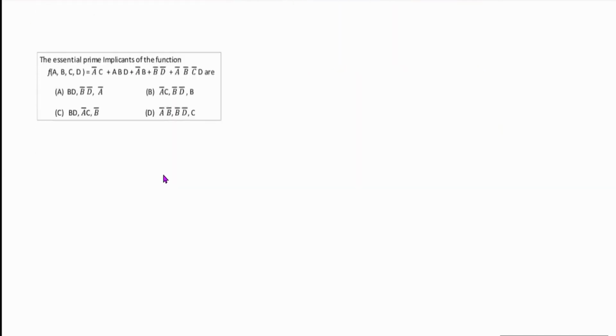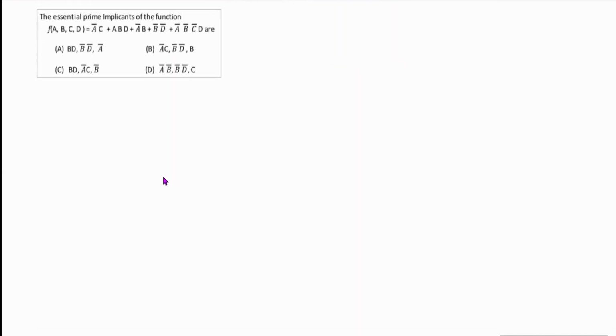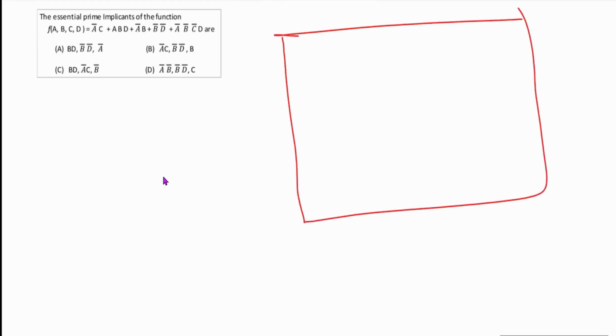Let's go to the next question. The essential prime implicant of the function, this is my function, and I need to find out the essential prime implicant. For finding out the essential prime implicant, first draw your K-map.